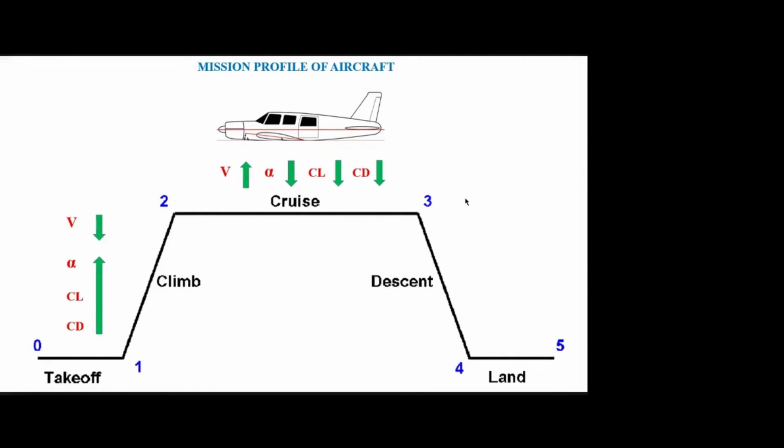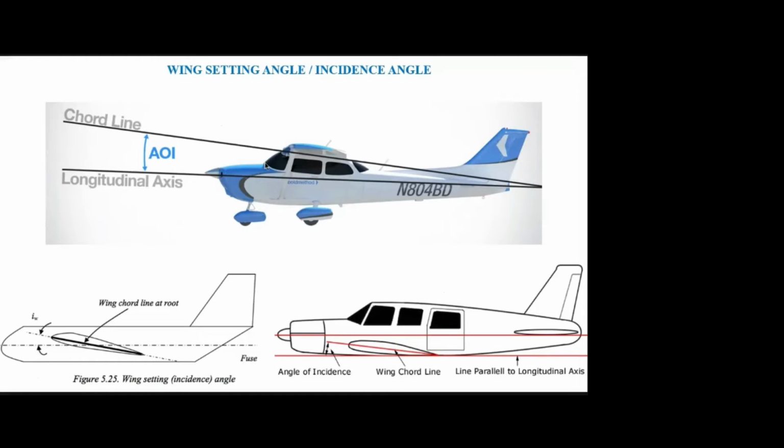Okay, once again, mission profile that is already explained. Then wing setting angle. We can call this wing setting angle or incident angle. Actually, angle of attack is different, and this wing setting angle is different. Don't confuse it with incident angle or angle of attack. It is totally different.